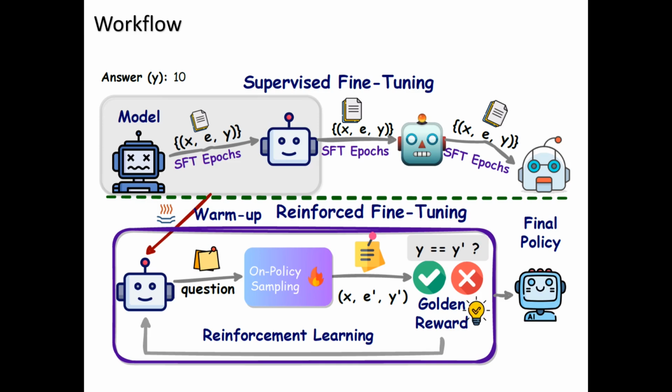This shows that if you train it for multiple rounds, the model becomes very robotic. However, if you train it for only a small number of epochs and then apply the second step, reinforced fine-tuning, you get better results than using only supervised fine-tuning. Okay, so let's get into the method.